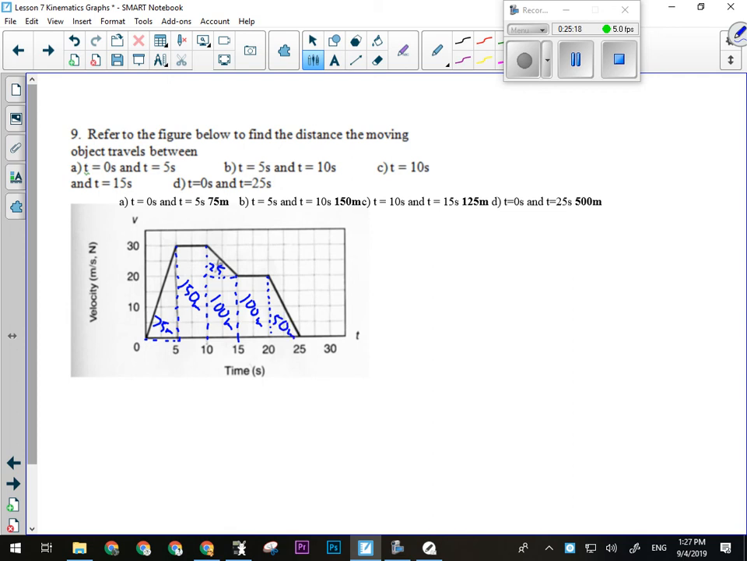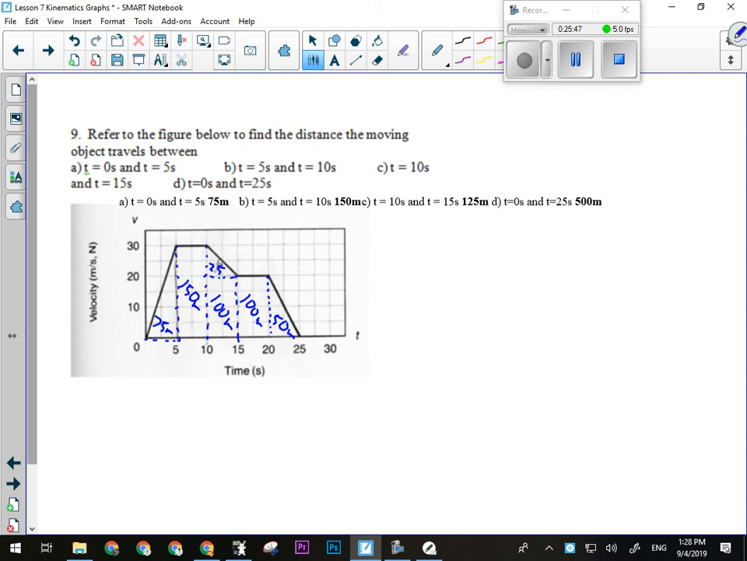All right, so now I've got all of my distances. The answer for part A is 75 meters. The answer for part B, between 5 and 10 seconds, was 150. Between 10 and 15 seconds was 125. And then if I want to find the total all the way to 25 seconds, I add them all together, and that should come out to 500 meters. Everybody all right with that? It's ringing a bell? We can handle this? Good, because you're going to have to.